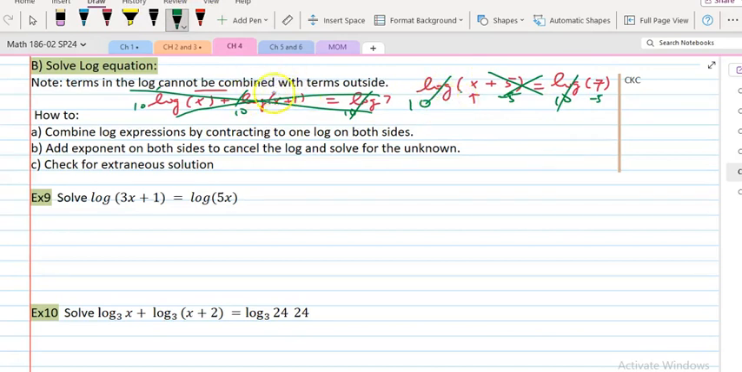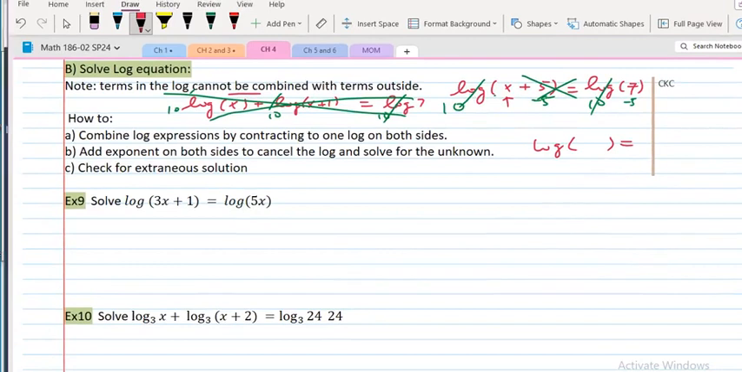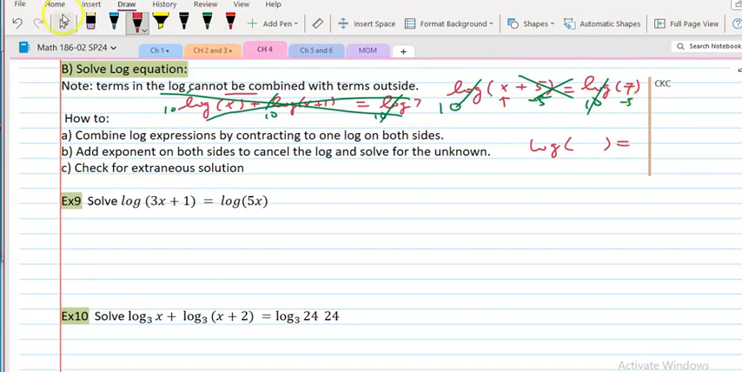So this is the introduction as to what you cannot do. And now we're going into the steps on how you can solve. First is combine log expressions on one side. If you have log expressions, you want to combine them so you have one log equal to one log or one log equal to a number. You should simplify the whole thing until you have one log equal to another log for step 1.